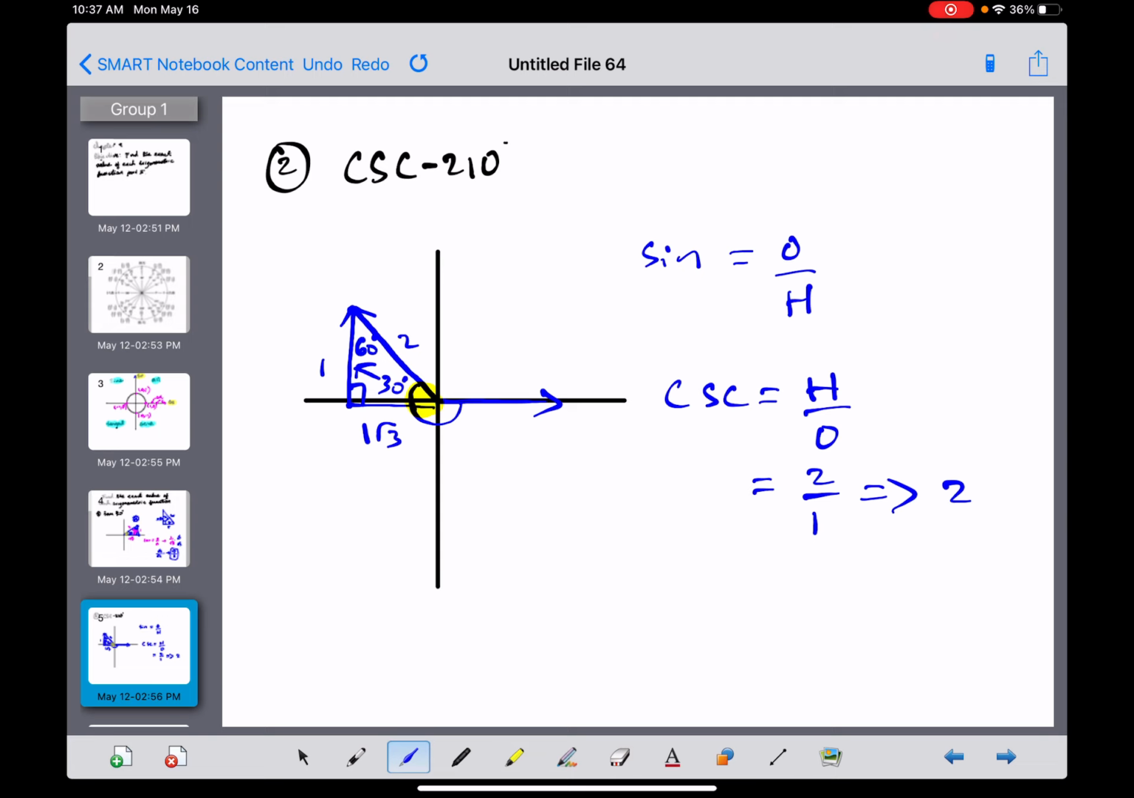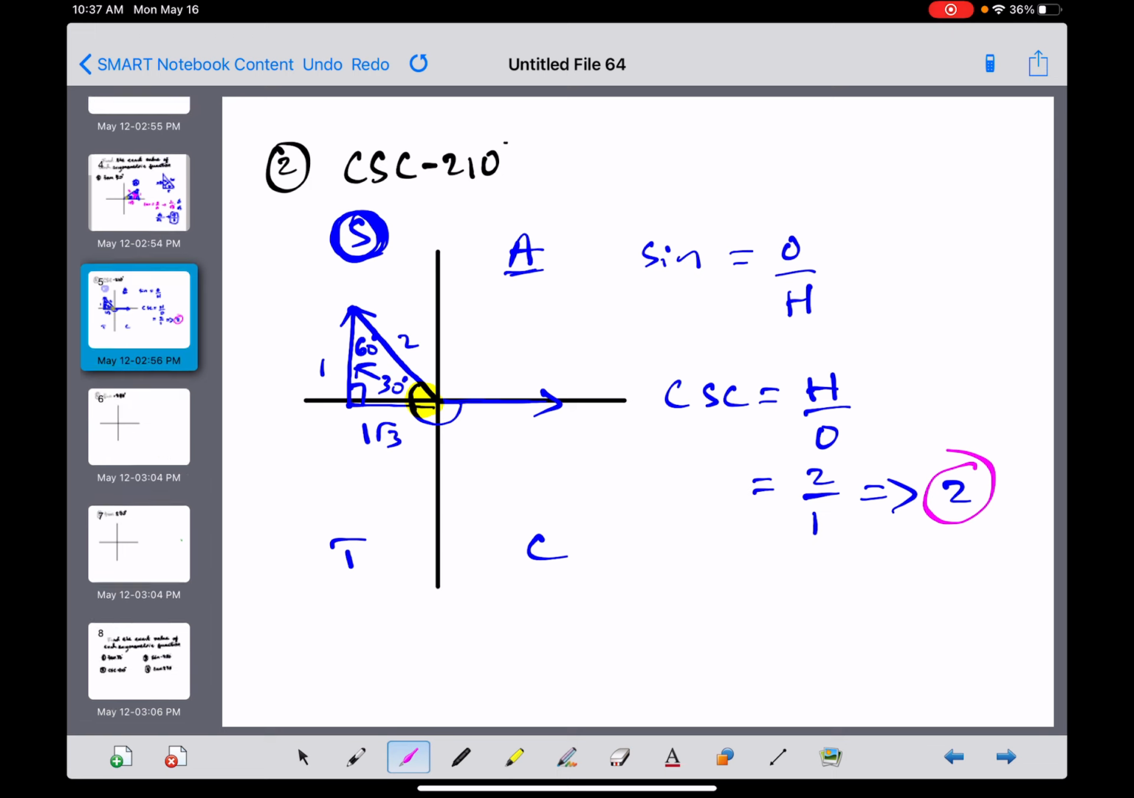Then we have to determine if it's positive or negative. This is All Students Take Calculus. Since our angle falls within the second quadrant, only sine is positive in this quadrant. Since cosecant is a cousin of sine, our answer is positive and not negative. Okay, let's move on to number 3.